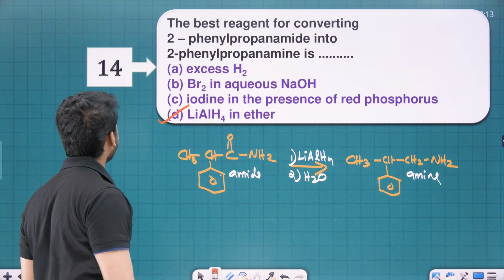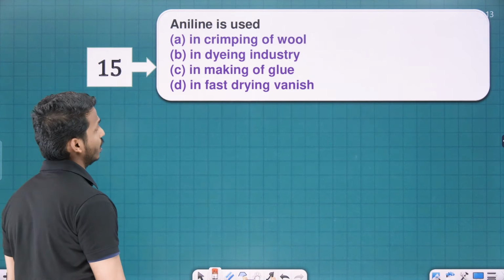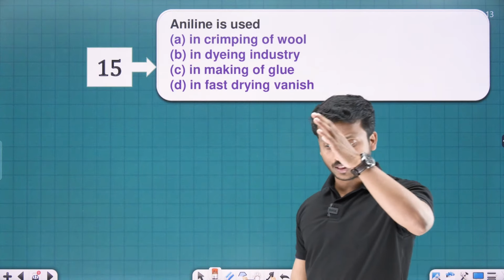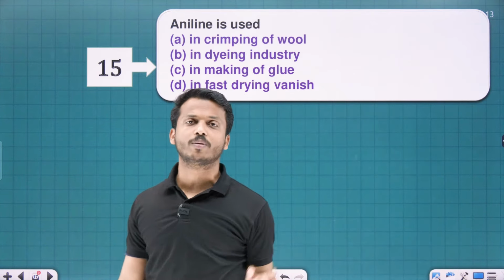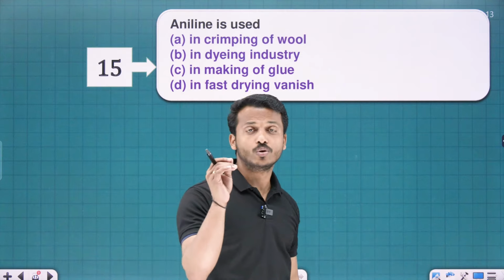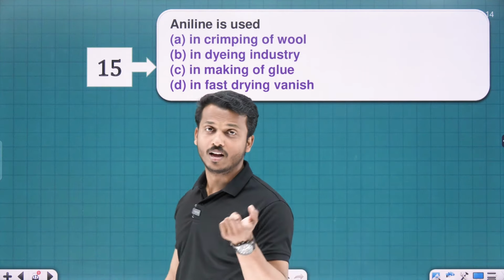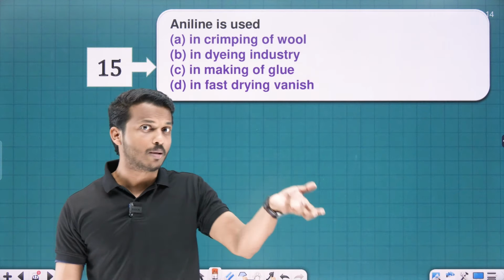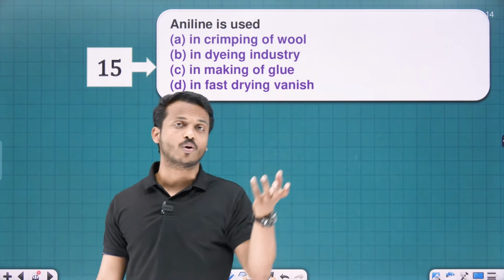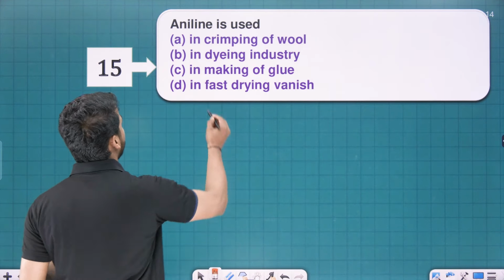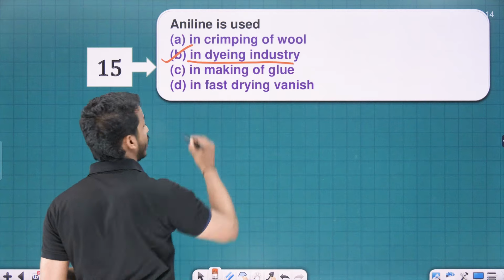Okay. Now, aniline is used. What is the application of aniline? I think that's the final part of the chapter you may have studied. When aniline undergoes a coupling reaction with phenol and benzene diazonium chloride, we get dyes, orange dye and yellow dye, right? So aniline is basically used in the dyeing industry as a coloring agent.